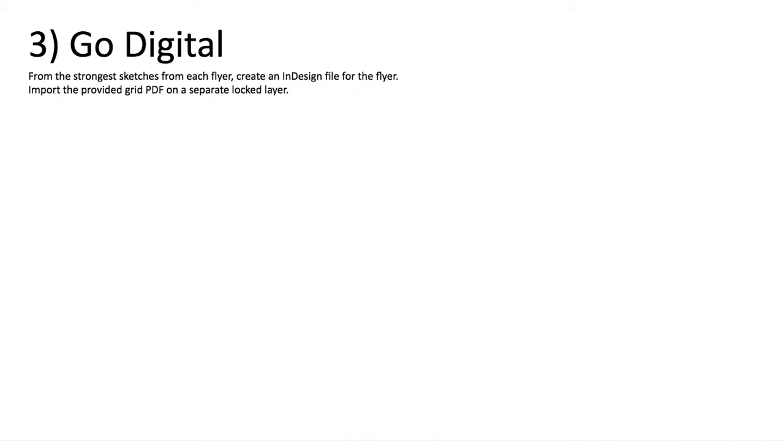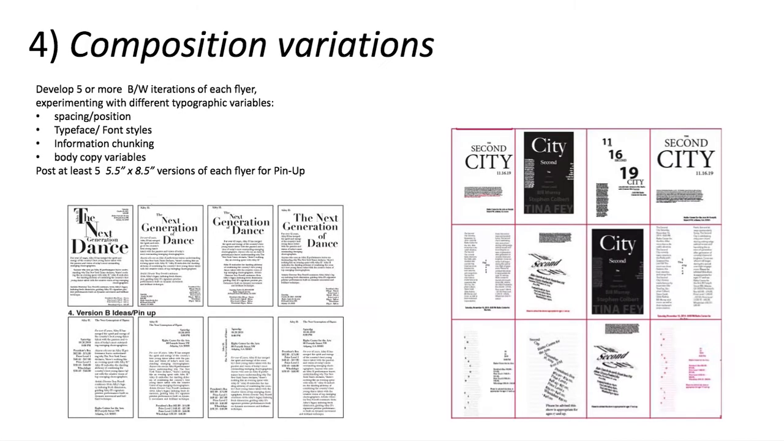And then you're going to go digital. From the strongest sketches from each flyer, create an InDesign file for the flyer, import the provided grid PDF on a separate locked layer. I'll have a grid for you to use on iCollege. And then you're going to do composition variations. So develop 5 or more black and white iterations of each flyer, experimenting with different typographic variables.